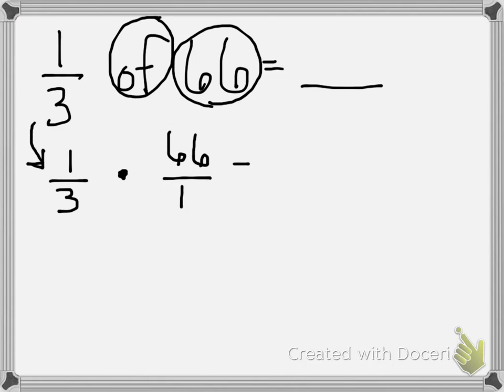Now our workstation is prepped. We're ready to work this out. First step, as you know, the first operational step is to divide. Now what do we divide? Well, we divide the 3 in the denominator with the 66 in the numerator. Is there a factor that both 3 and 66 share?